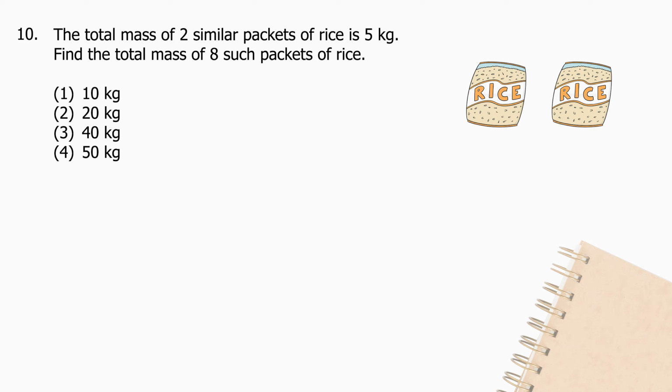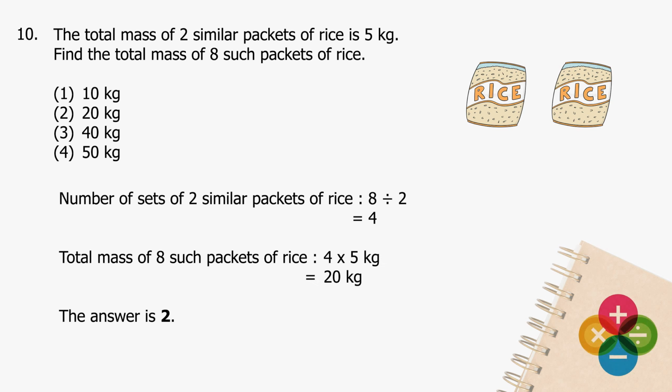Question 10. The total mass of 2 similar packets of rice is 5 kg. Find the total mass of 8 such packets of rice. The number of sets of 2 similar packets of rice will be, divide 8 by 2, and the quotient is 4. The total mass of 8 such packets of rice will be, multiply 4 by 5 kg, and the product is 20 kg. The answer is 2.